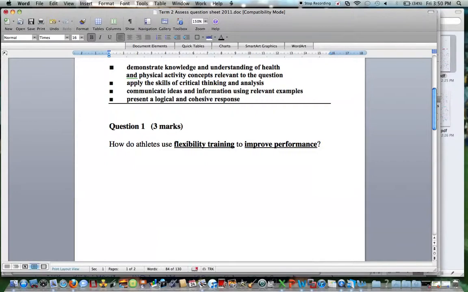Boys, the first question from the assessment, as you can see here, asks students how do athletes use flexibility training to improve performance? The key parts of this question that I've gone through and bolded and underlined are looking at obviously flexibility training, but more importantly, how these different types of flexibility training can lead to an improvement in the performance. So they're the two areas there, the flexibility training and also how they improve performance.